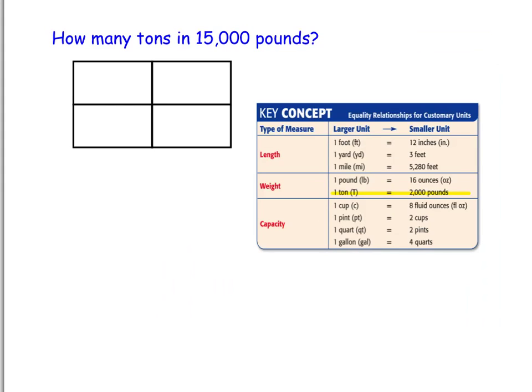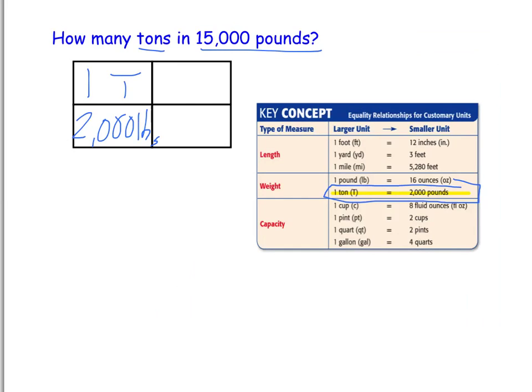All right, so we're going to use that chart to come up with a ratio box to show what we have. So it says how many tons are in 15,000 pounds. So I look at my chart until I find tons and pounds next to each other. And you notice I highlighted it there with 1 ton equals 2,000 pounds. So I'm going to write my ratio there, 1 ton, and we can write a ton with a big T, and 2,000 pounds.